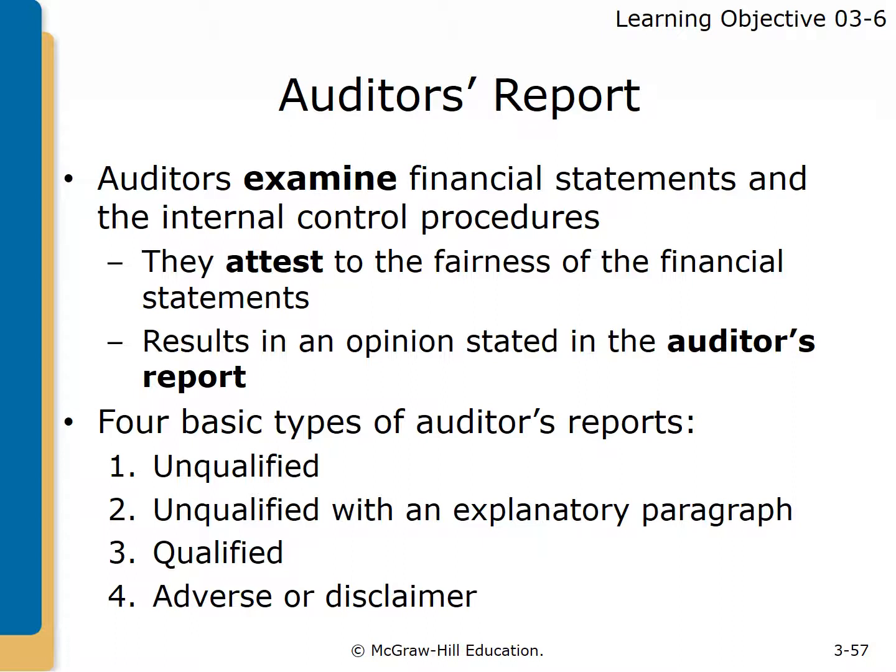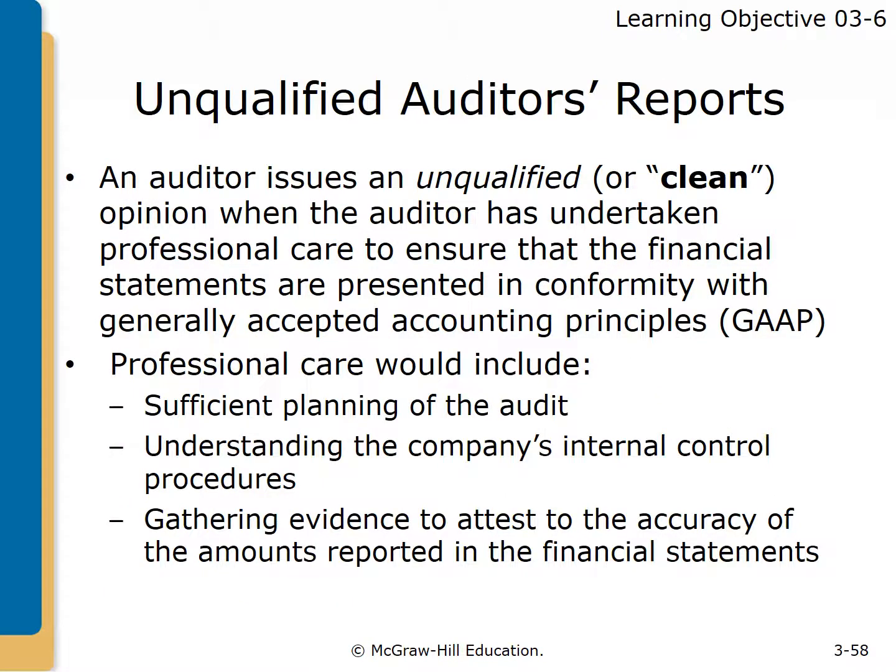So as a company, we want 1 or 2, right? And we work with the auditors to get 1 or 2. If there's errors or problems, we do our best to rectify them and produce the financial statement the auditors feel is fair. So again, an unqualified report is what we call a clean report. The auditor has undertaken professional care to ensure that the financial statements are in accordance with GAAP. They have planned the audit accordingly. They understand how the company operates. They understand its procedures, and they gather evidence to attest to the accuracy of the amounts in the financial statements. Not perfectness, but fairness.